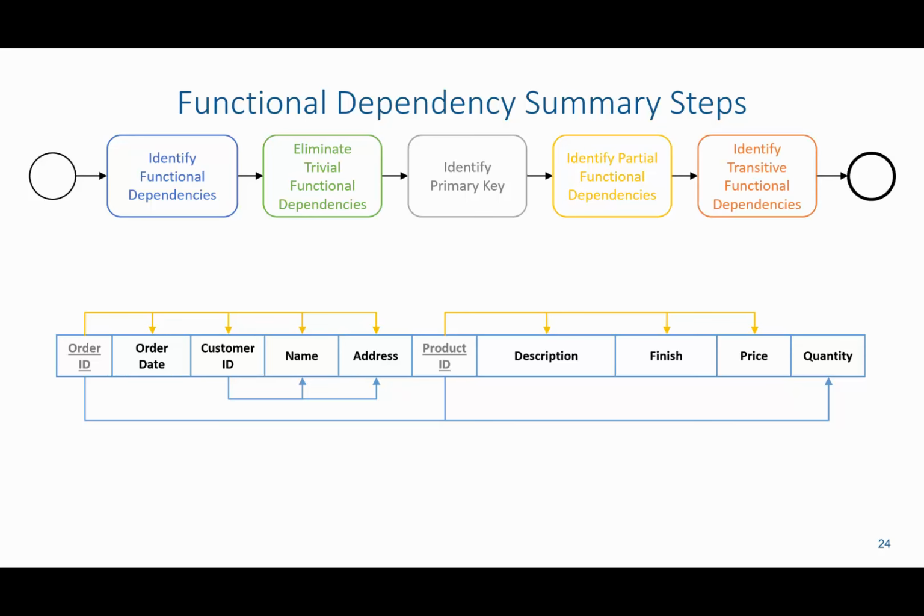And then the last step is to identify the transitive functional dependencies, where we have an A determining a B and a B determining a C. So order ID determines customer ID, and customer ID determines name and address.